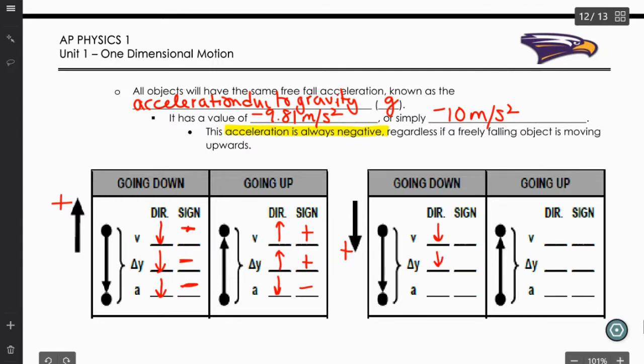So if we're heading down in this scenario, all of our velocity, our displacement, and our acceleration are down. But because we define positive to be down, they're all going to be positive.